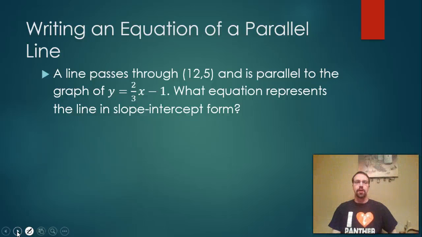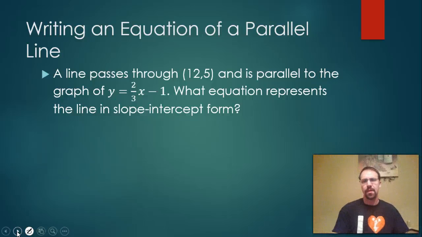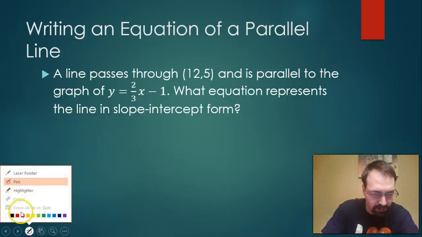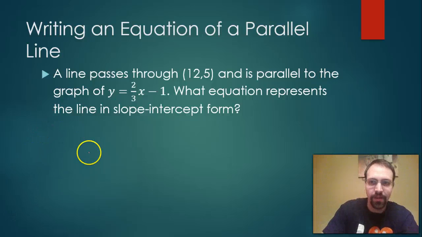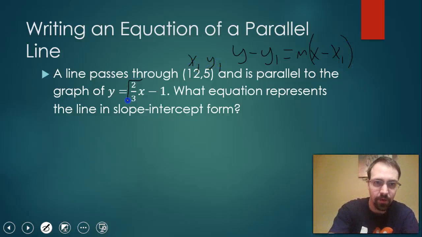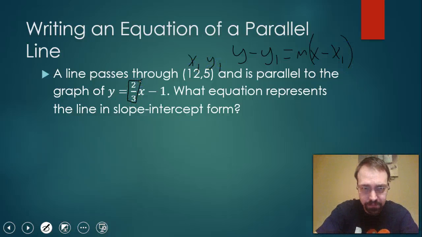Sorry, checking on Beta Live. The best formula to use for this is actually going to be our point slope formula. That's y minus y1 equals m times x minus x1. This is your x1, y1, and then this is your slope. So now we're going to plug those things back into that equation. It's that simple. We can do it.